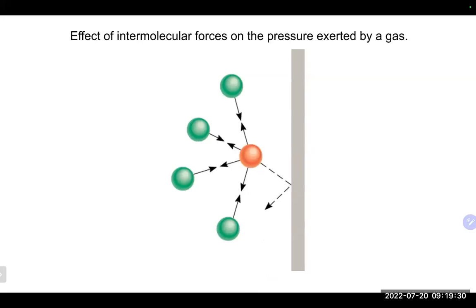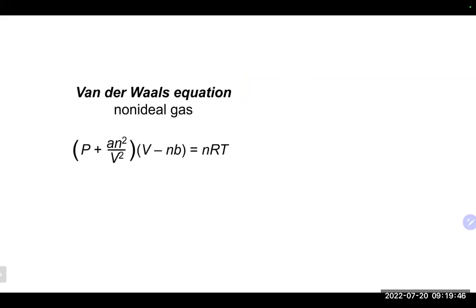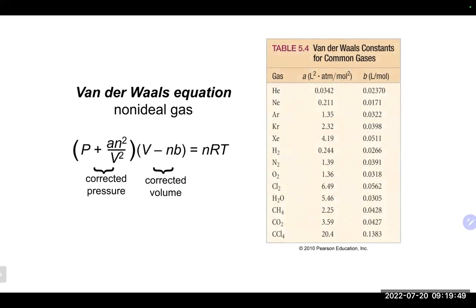And that's what this shows, the effect of intermolecular forces. If this molecule is attracted to other gas molecules, that's going to slow its flight, if you will, and cause maybe fewer collisions and affect the pressure. So this is the van der Waals equation for real gases, and it is basically the scary version of the ideal gas law. This is our PV equals nRT with a correction for our volume and a correction for our pressure.